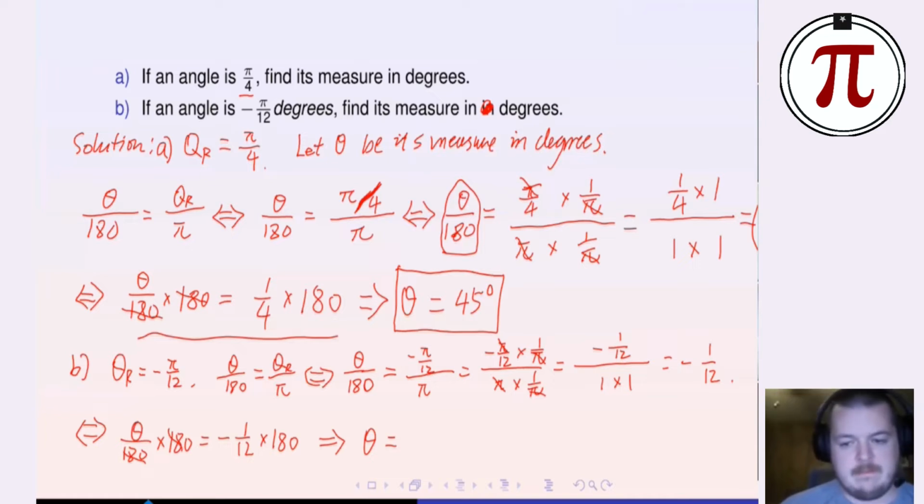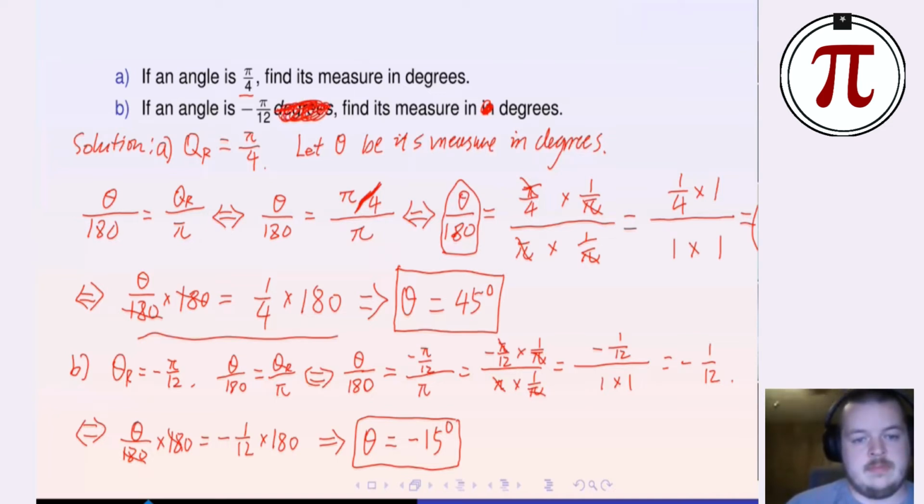Okay. Anybody got the value? What is the value for theta? Negative 15 degrees. Okay, negative 15 degrees, very good. Did you see how to convert an angle in radians to degrees? Sorry, this is not in degrees, this is just radians.